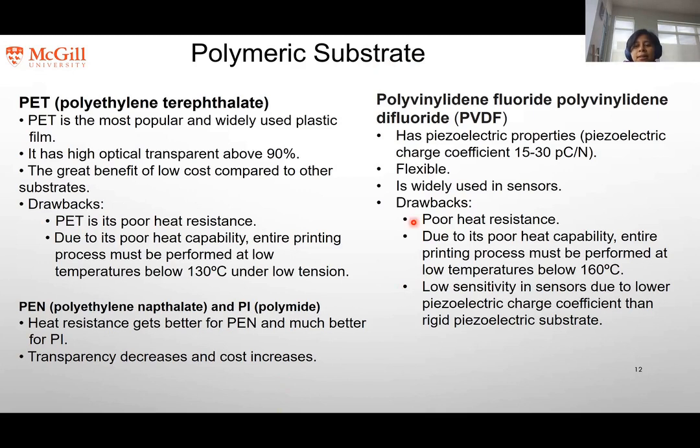Depending on what you really need, if you can bake your materials at a lower temperature, you can go with PET. And if you really need to go more than 130 degrees Celsius and you still need flexibility, the better option is to go with Kapton or this polyimide substrate. And then there is this special polymer substrate, which is called PVDF.